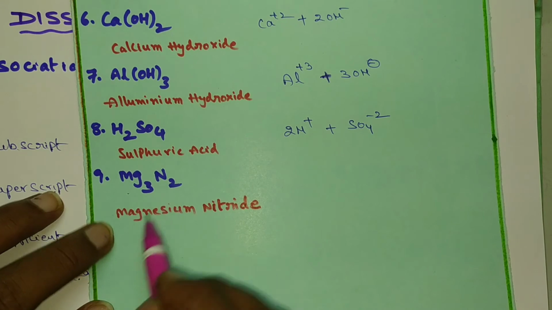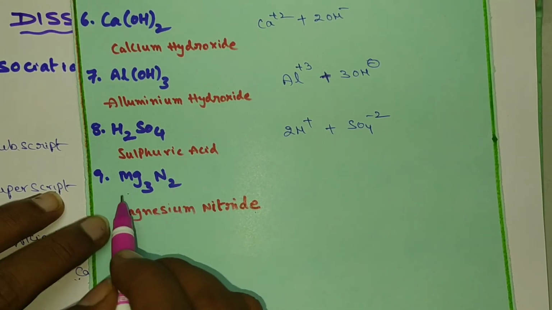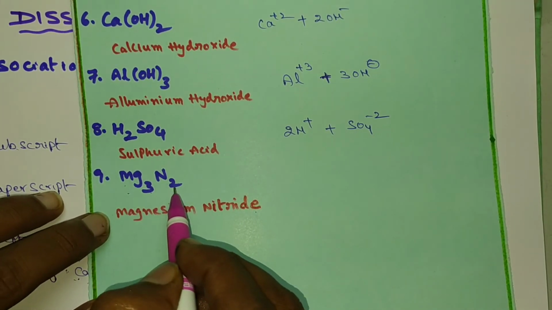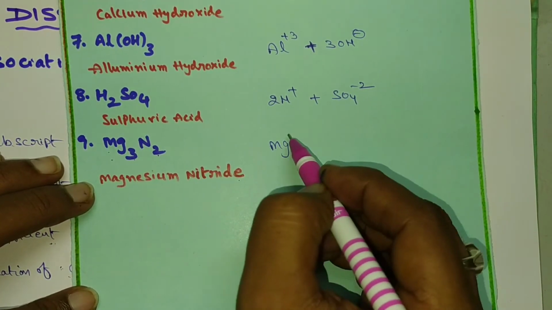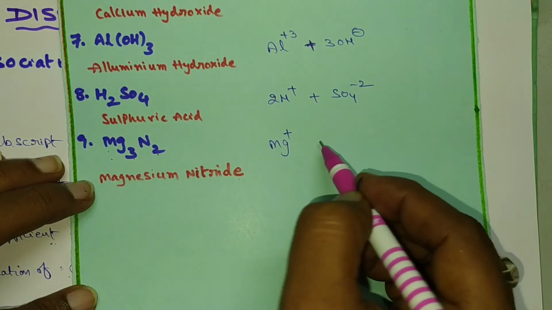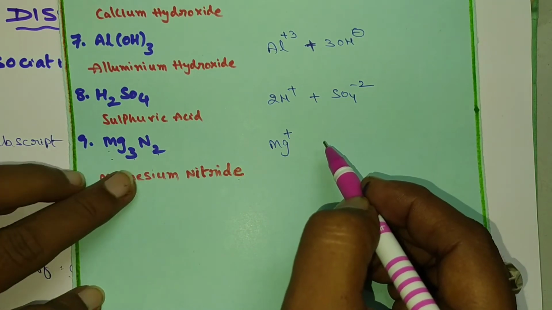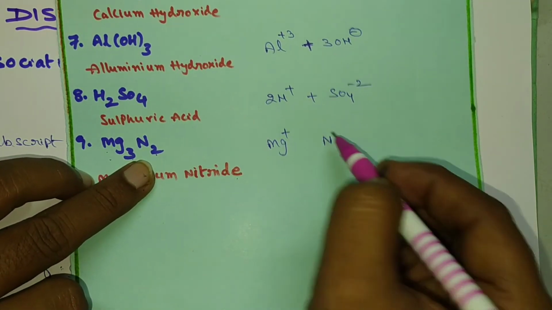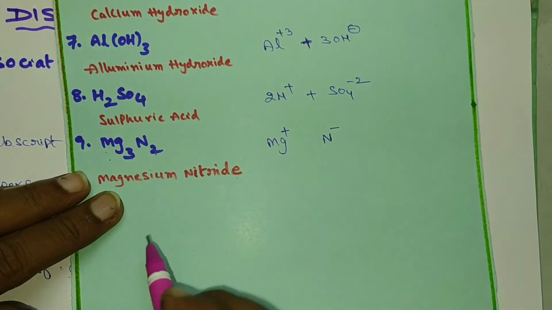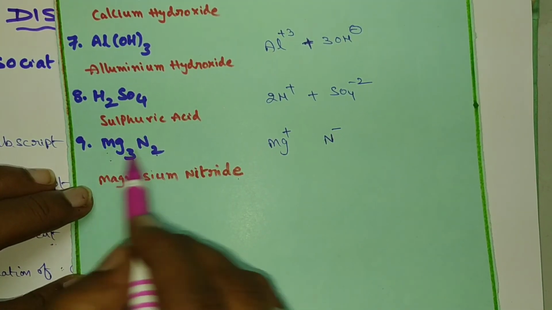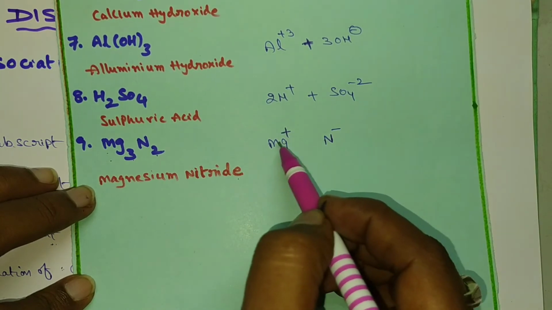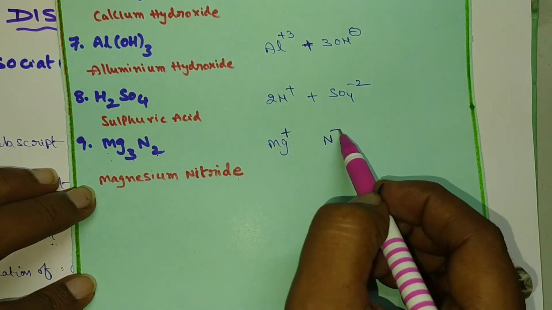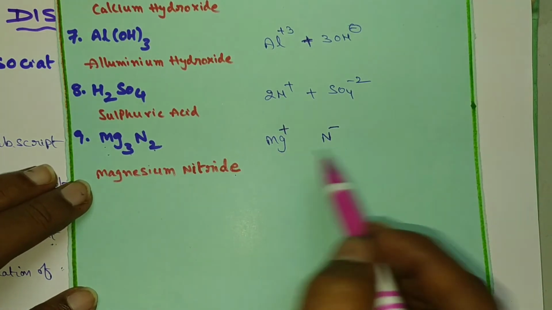Here it is magnesium nitride. Magnesium nitride means Mg3N2. So this will dissociate to form, in the first step, magnesium becoming positive and the nitride ion. Here N2 means N, we have to write N minus. In the first step, we have to dissociate the molecule into two species, putting a positive sign on the first species and a negative sign on the second species. So that is the first step.